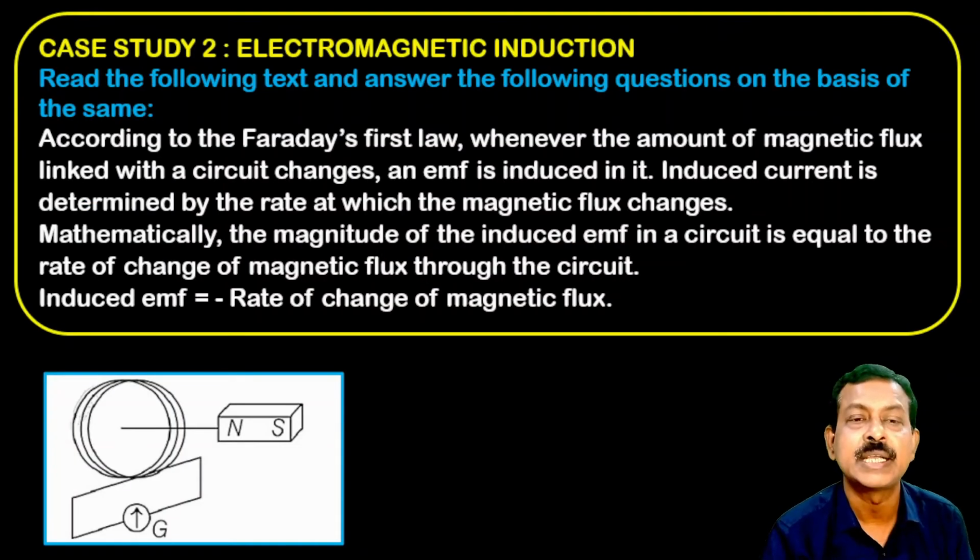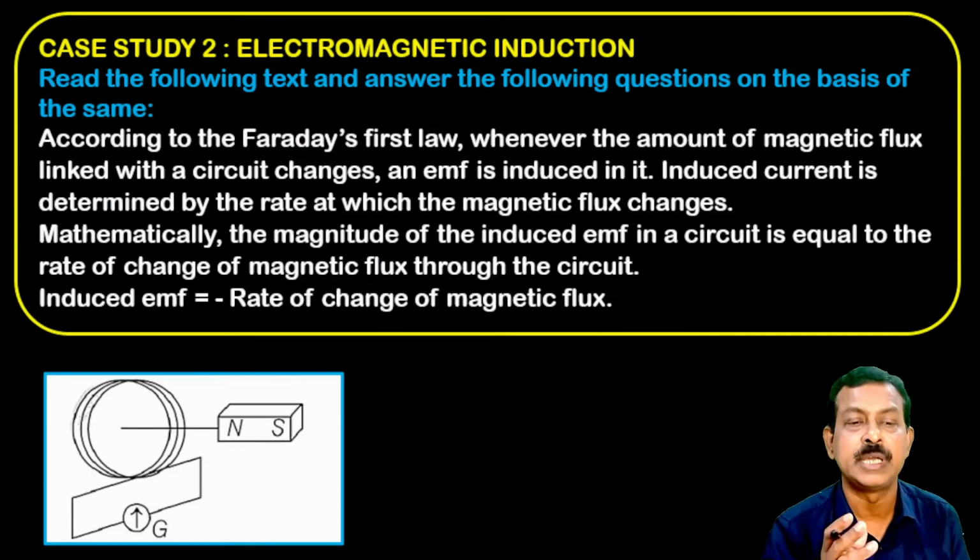Let's take the second case study question on electromagnetic induction. According to Faraday's first law, whenever the amount of magnetic flux linked with a circuit changes, an EMF is induced in it. Induced current is determined by the rate at which magnetic flux changes. Mathematically, the magnitude of induced EMF in a circuit is equal to the rate of change of magnetic flux through the circuit. Induced EMF is minus the rate of change of the magnetic flux.